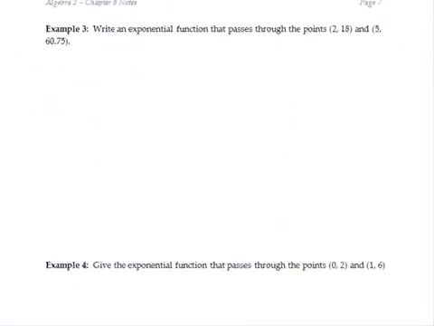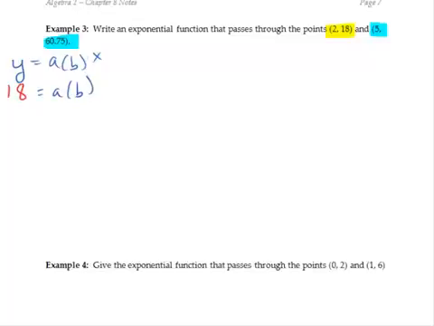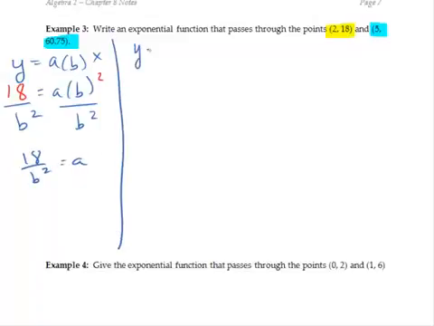All right, next two examples. Same thing, 0.1, 0.2. This one has a decimal. Y equals a times b to the x. So 18 equals a times b squared. Get a by itself, so we'll divide both sides. We get 18 over b squared equals a. That's step 1.